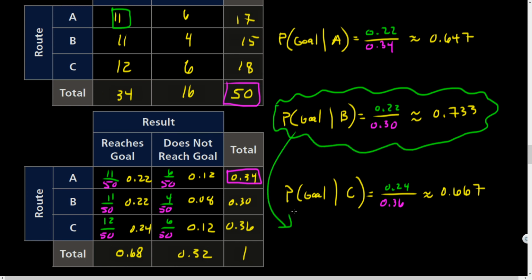All right. Route B resulted in reaching goal more often.